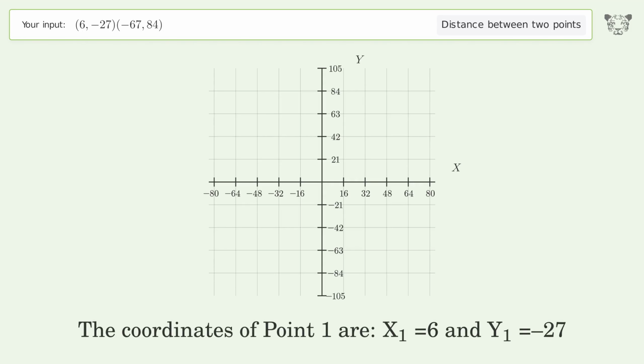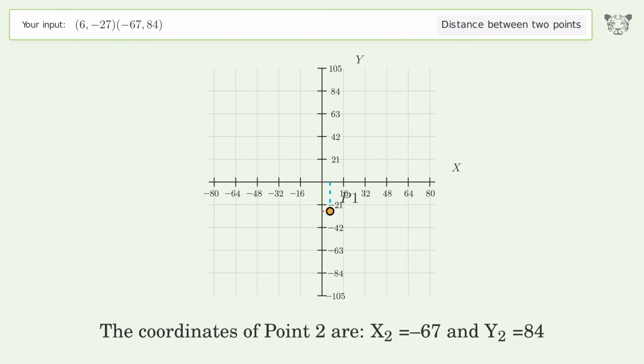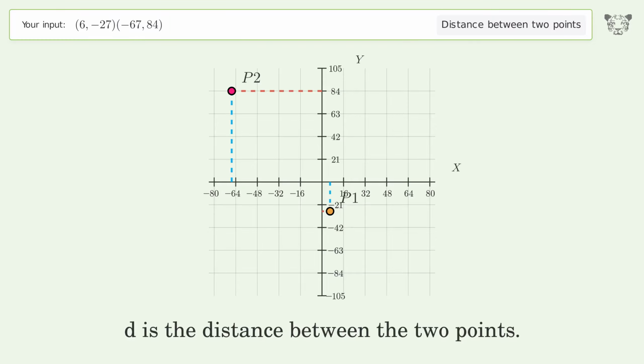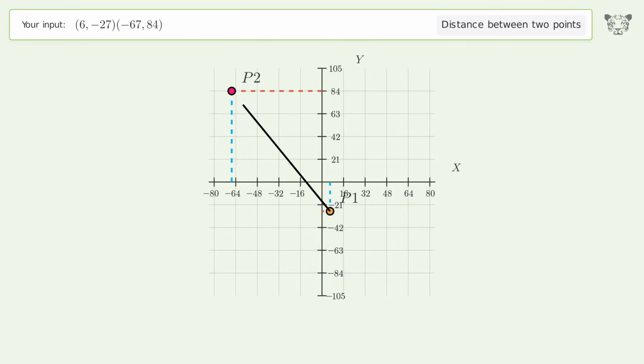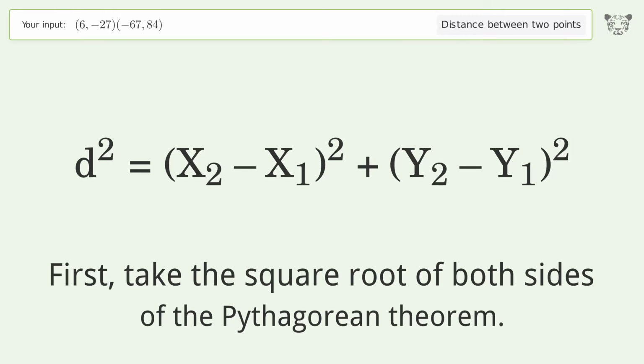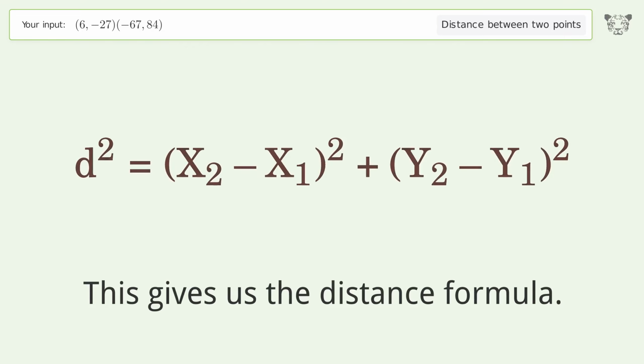The coordinates of point 1 are x1 equals 6 and y1 equals -27. The coordinates of point 2 are x2 equals -67 and y2 equals 84. D is the distance between the 2 points. First, take the square root of both sides of the Pythagorean theorem. This gives us the distance formula.